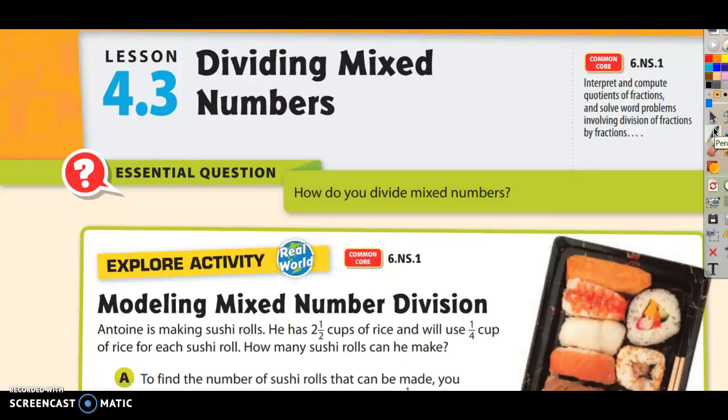All right, lesson 4.3, dividing mixed numbers. This is page 91. This is an explore activity. We'll give you a visual on how to divide mixed numbers, and then we'll draw some conclusions, and we'll learn how to do that. All right, so check this out.